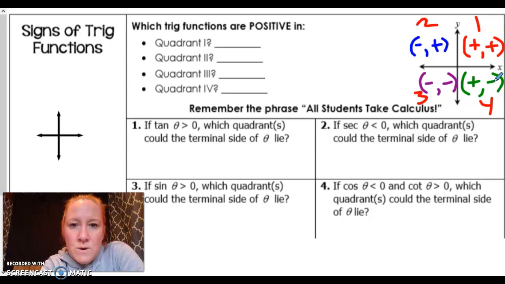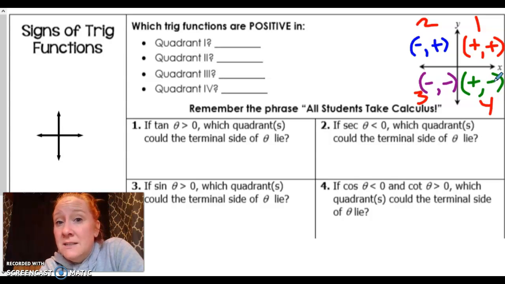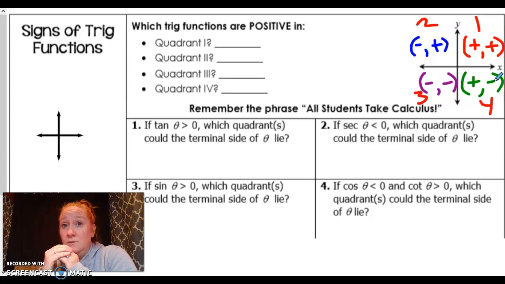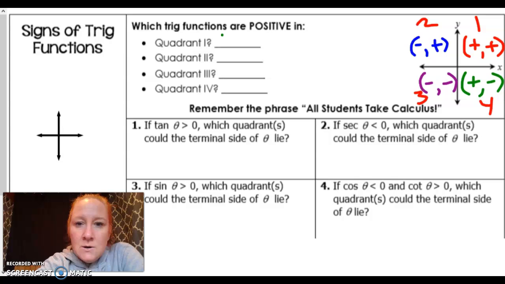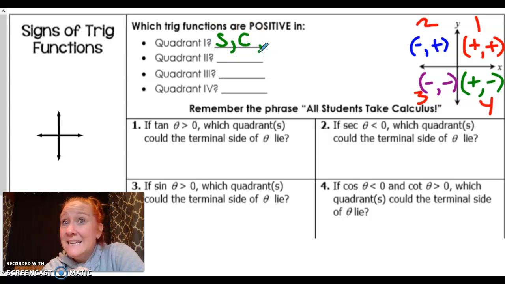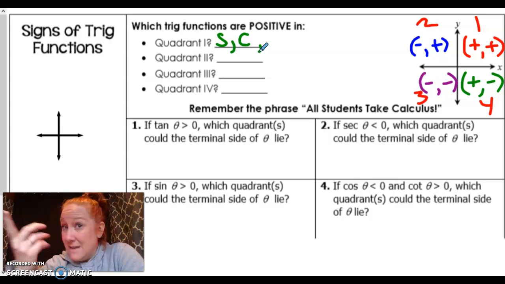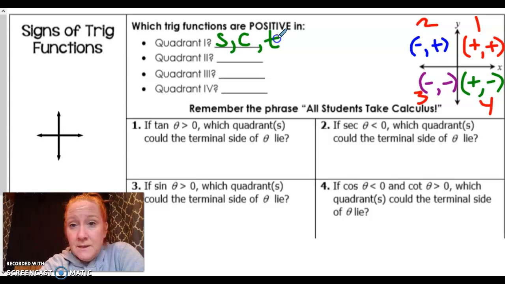Okay, so which trig functions are positive in quadrant 1 then? Well, both the sine and the cosine are positive. Your sine is your y values and your cosine is your x values. They're both positive. So tangent, which is opposite over adjacent, would be positive as well.